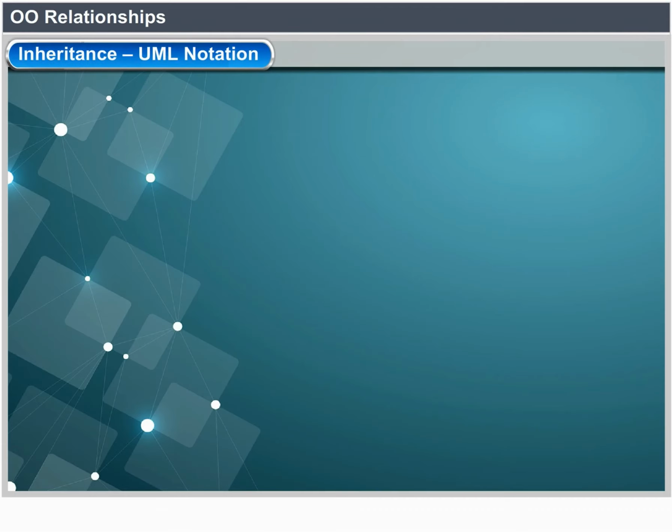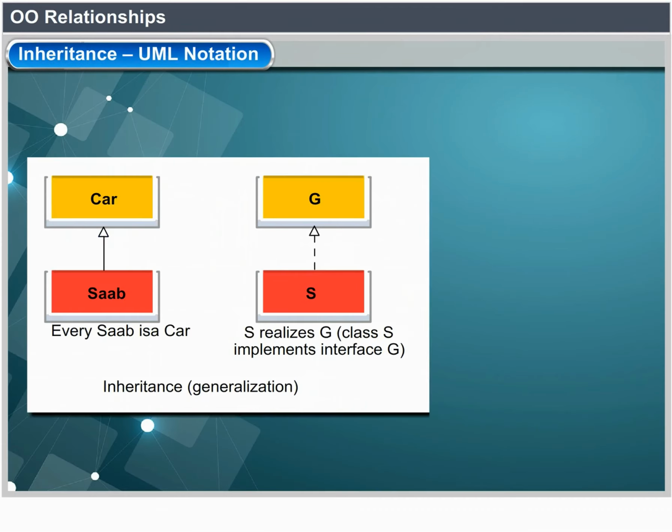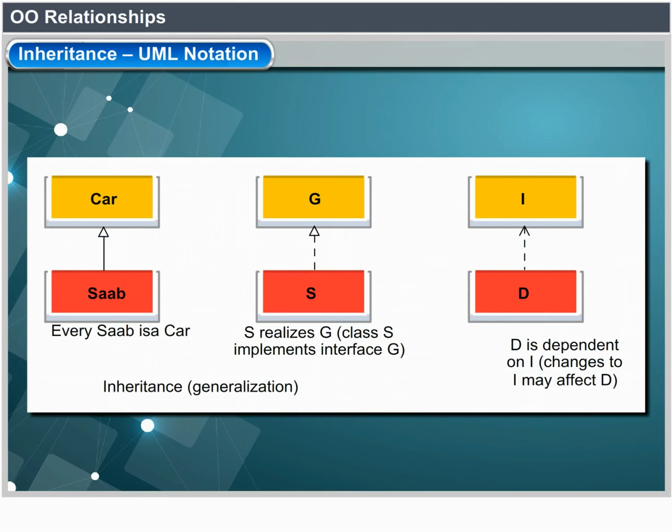Inheritance UML notation. Every Saab is a car. S realizes G: class S implements interface G. D is dependent on I: changes to I may affect D.